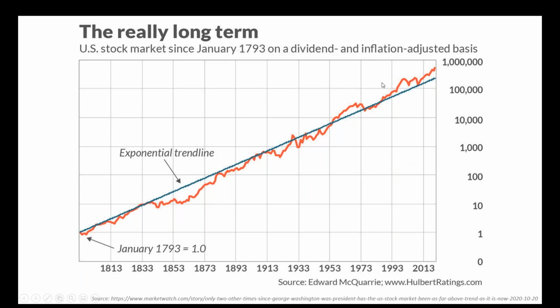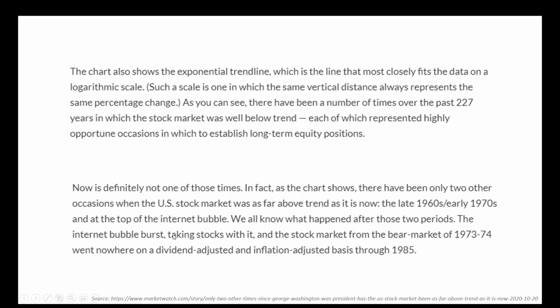Would have had unbelievable returns if you'd gotten in when it's below that trend line. Now is definitely not one of those times. In fact, as the chart shows, there have only been two other times: the late 1960s and early 70s, and the top of the internet bubble. We all know what happened after those two periods.